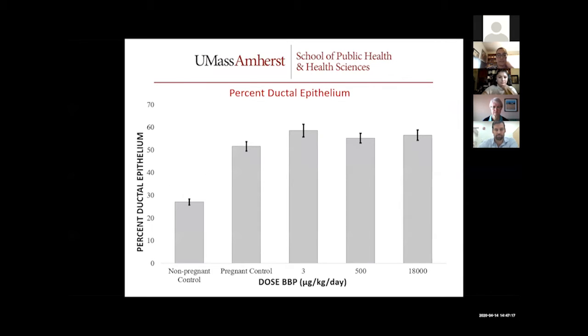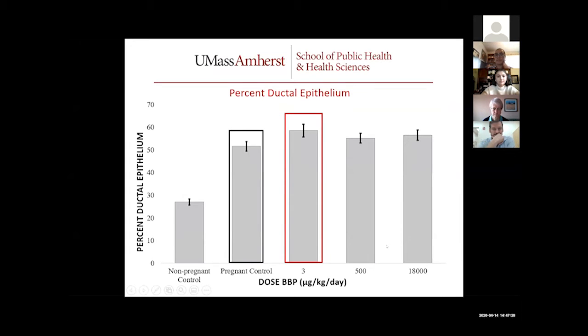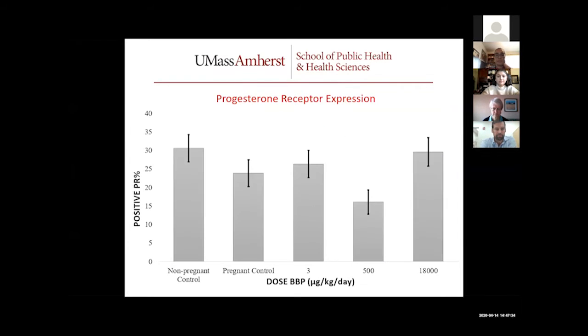For our results, we first evaluated whole mount maternal mammary glands for morphological differences. This figure here shows the percentage of the mammary gland composed of ductal tissue, and we can see that there's a significant increase in the ductal epithelium in the 3 microgram dose compared to that of the pregnant control.